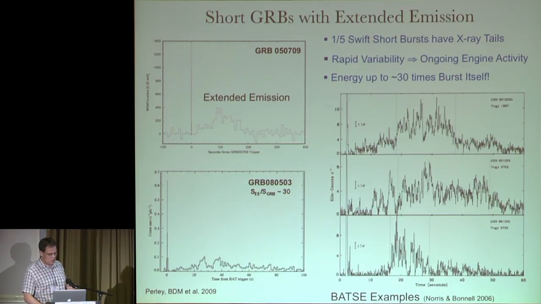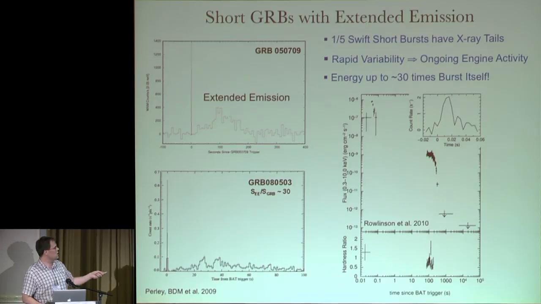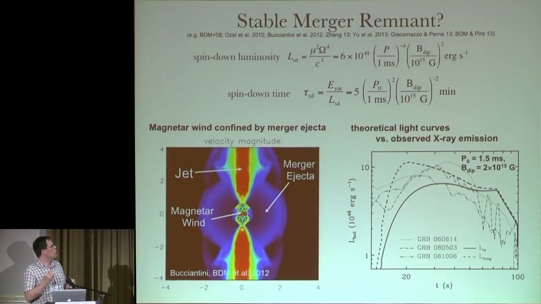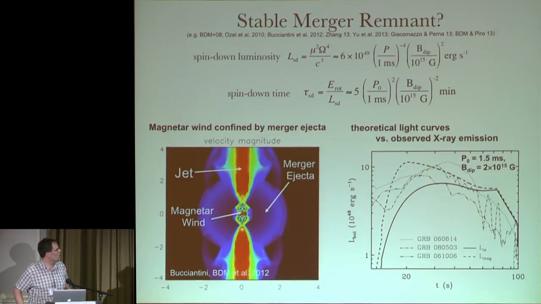And so you could potentially, and I should also say there's nice work by Antonio Rowlandson showing that you have some bursts where you see what appears probably to be some sort of X-ray afterglow, and then there's a very sharp cutoff in the X-ray emission, which she attributes to a neutron star that maybe collapses to a black hole. So if you do form a millisecond neutron star, rotating at a millisecond, it's going to be a very strong source of magnetic dipole radiation. It will lose that energy.